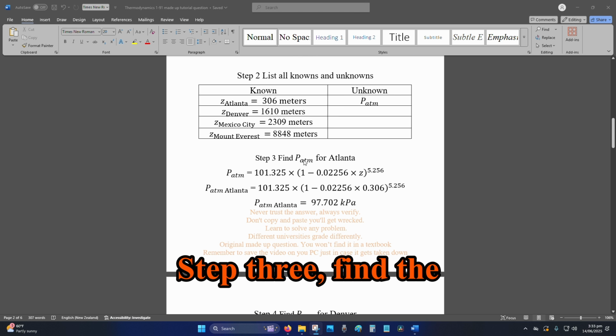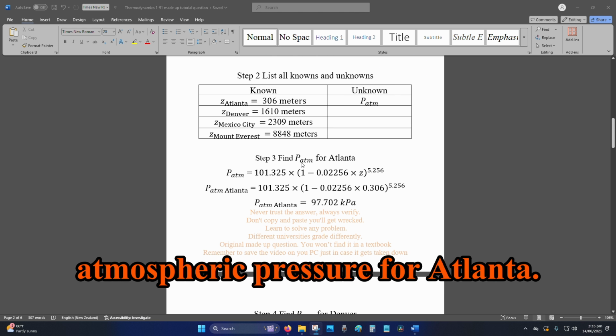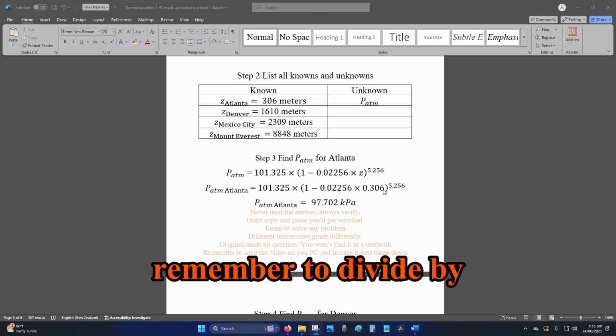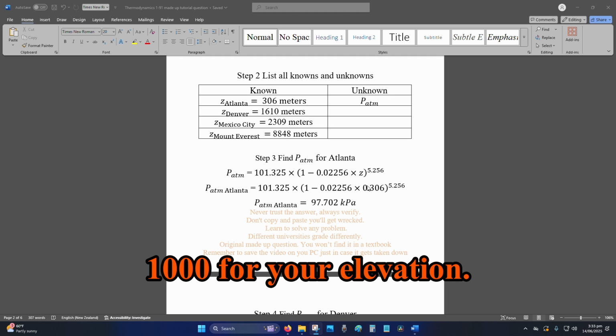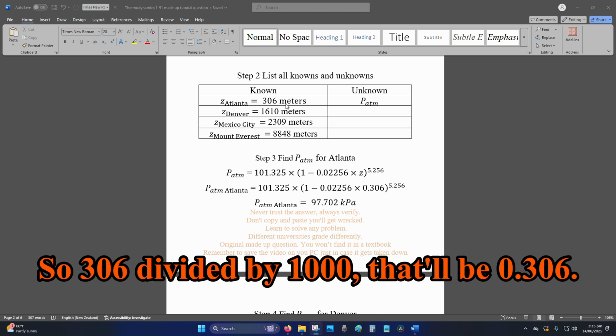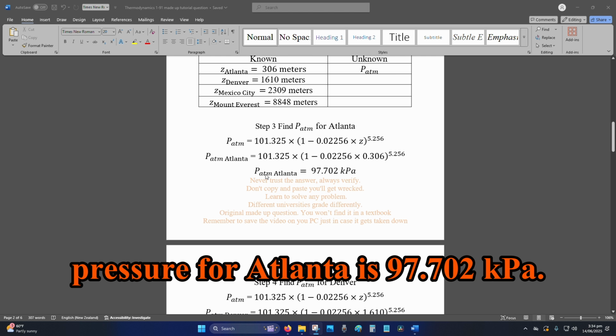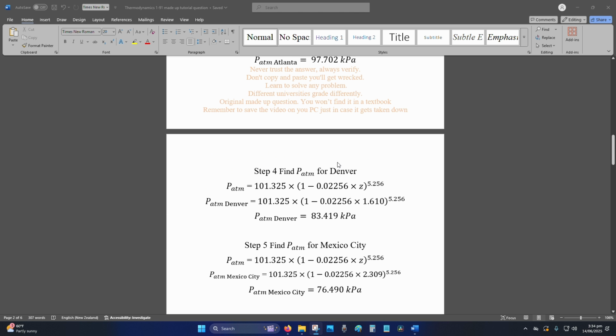Step 3, find the atmospheric pressure for Atlanta. So it's just plug and play, but just remember to divide by 1,000 for your elevation. So 306 divided by 1,000 will be 0.306, and the atmospheric pressure for Atlanta is 97.702 kPa.